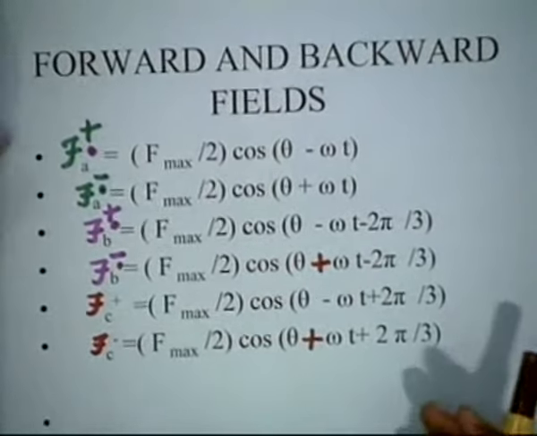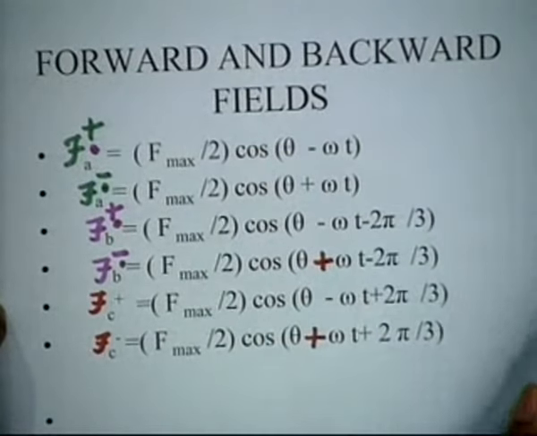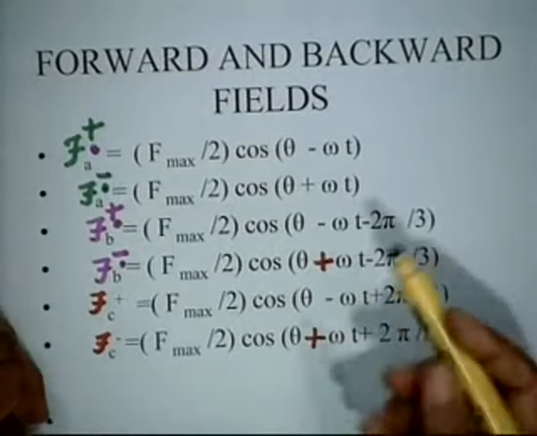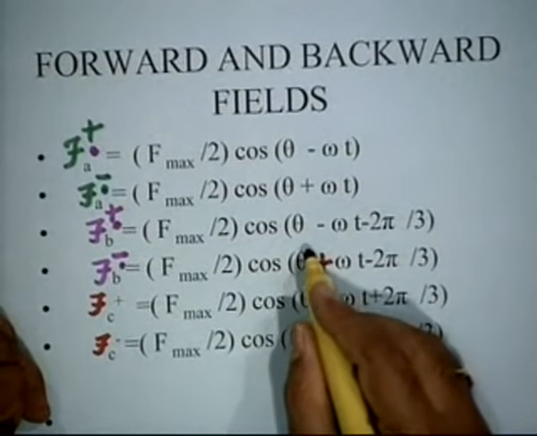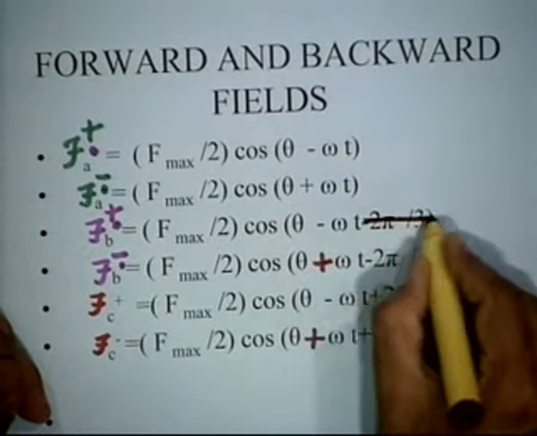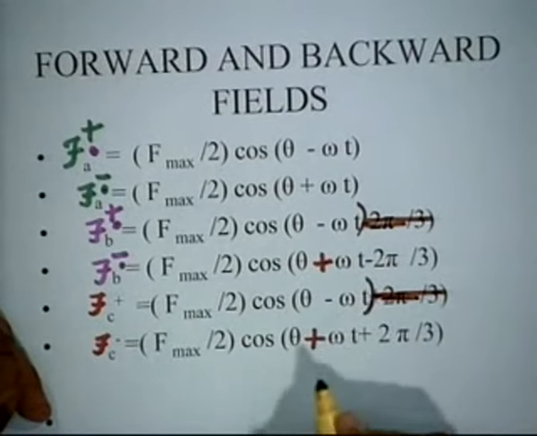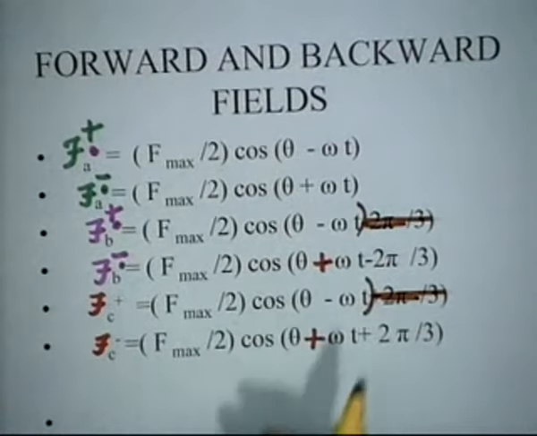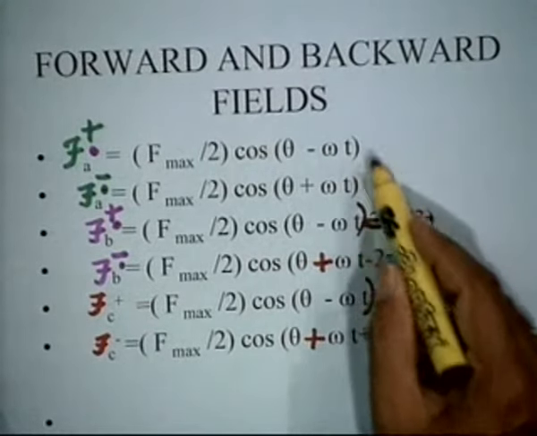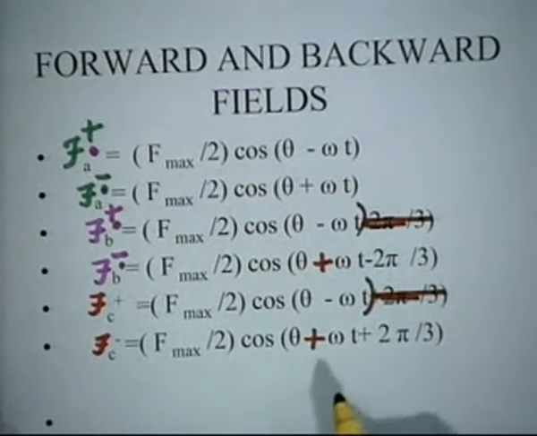Now, actually I think there is a mistake here. This Fb plus will be F max by 2 cos, it will be same actually, and Fc plus also will be same because it will be in the same phase. Please note down this change, all will be same, whereas the negative fields will be displaced.